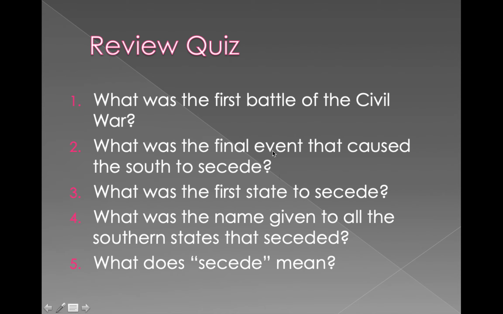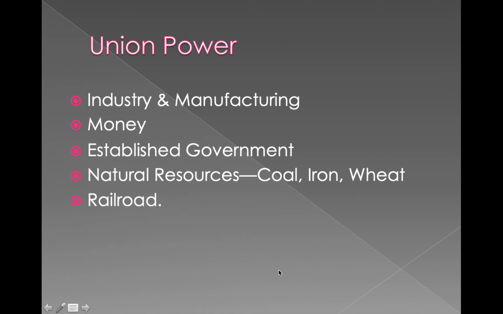What was the final event that caused the South, and specifically South Carolina, to secede? That was the election of 1860, specifically the election of Abraham Lincoln. Remember, they'd seen the pattern in which the United States government was more pro-North, pro-abolition, and the removal of slavery. So now all of a sudden they're saying, Abraham Lincoln's president, we're out of here. What does secede mean? Hopefully you know that one from last unit. Secede means to get rid of.